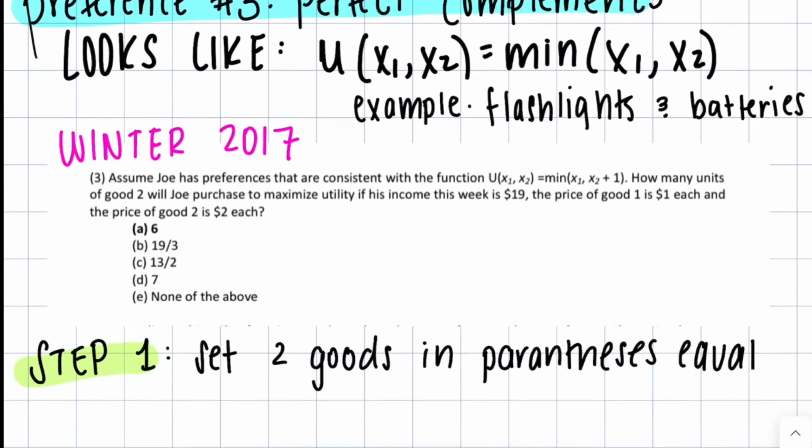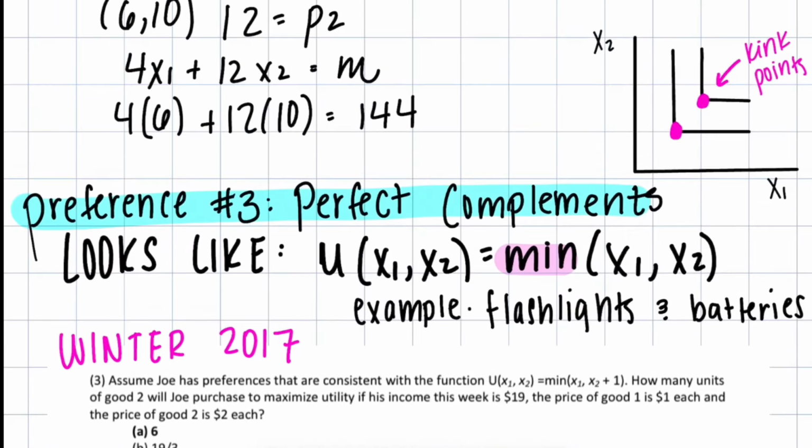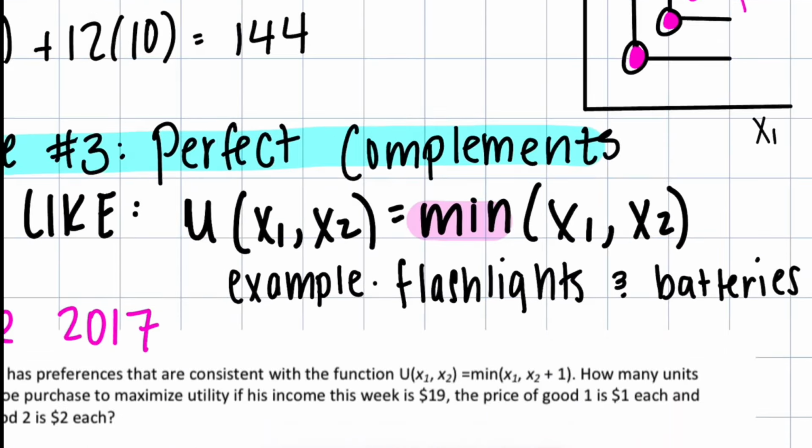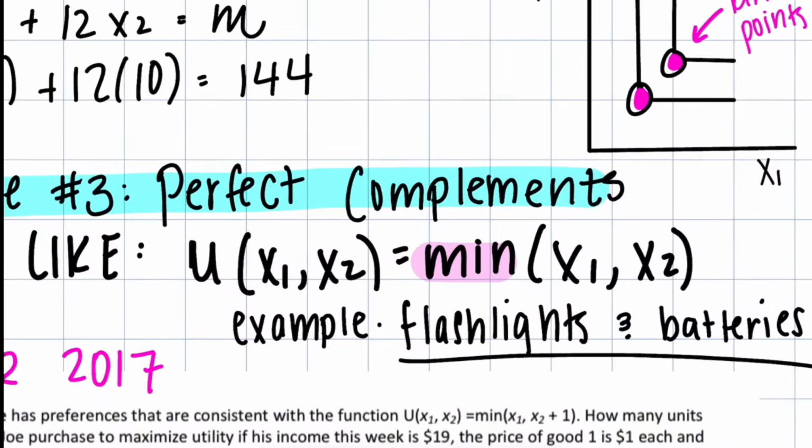Now for our next preference, we have perfect complements. We know it's a perfect complement whenever we see this min. On a graph, it looks like these L-shaped curves. Basically, our optimal bundle is at these kink points here. I like to think of an example as flashlights and batteries. Let's say that your flashlight takes 4 batteries. Let's say this is flashlights on the X1, this is batteries on the X2.